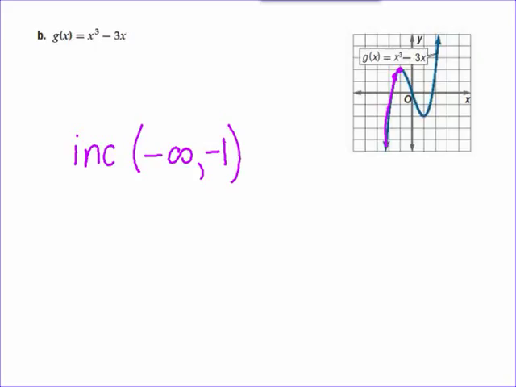Then what does it do? It decreases. So it decreases from here to, at what point does it stop decreasing? 1. So I know there it would decrease then. My x values are from negative 1 to positive 1. And then what does it do? It goes up from what to what? 1 to infinity. So I'm just going to put 1 to infinity right there.